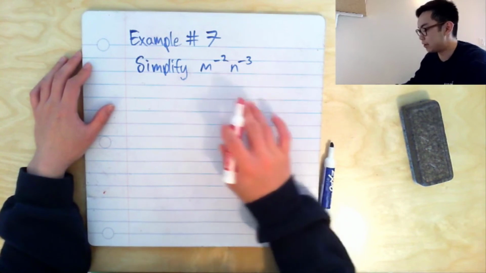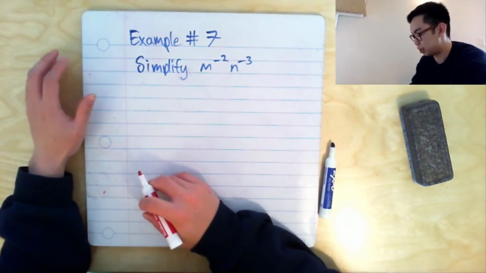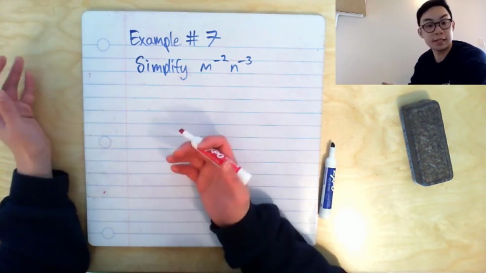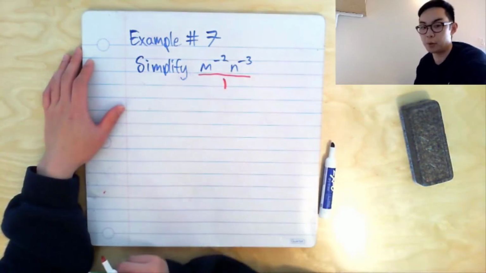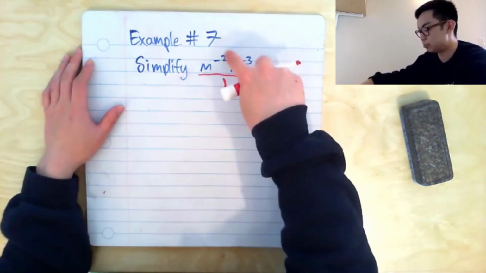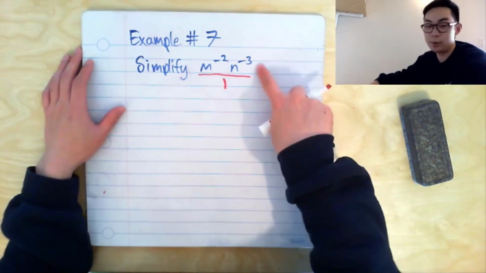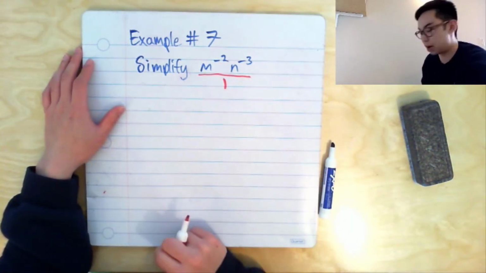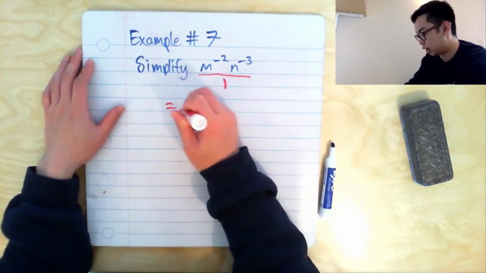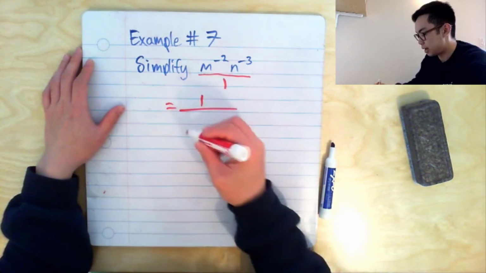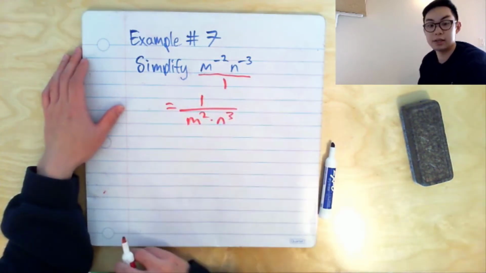Okay, here's our final example. And in this one, I have two algebraic terms that are being raised to a negative exponent. And so this isn't actually too bad. All I'm going to do is imagine this is all over 1, and I'm going to be able to bring each term to the other side. It's starting out in the numerator, and it's going to end up in the denominator. So what this is going to get is we're going to have 1 on the top in the numerator, and we're going to have m squared times n cubed in the denominator.